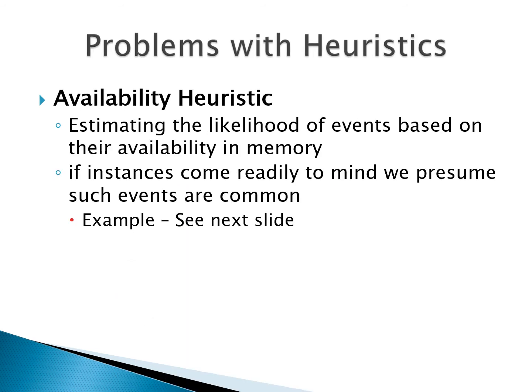Availability heuristics. This is estimating the likelihood of events based on their availability in memory. So if instances come readily to mind, we presume such events are common. Right? And we'll see this on the next slide. A lot of this has to do with what you see on TV. Whatever you see all the time, that's what you tend to believe.